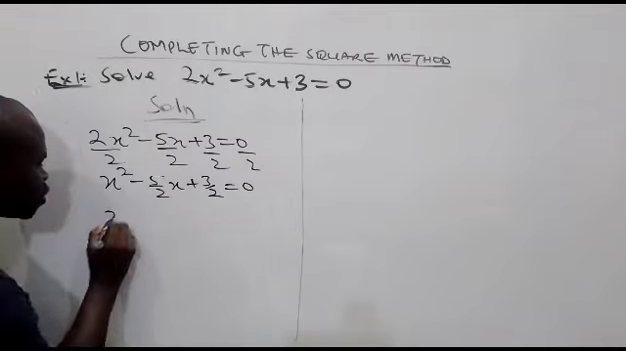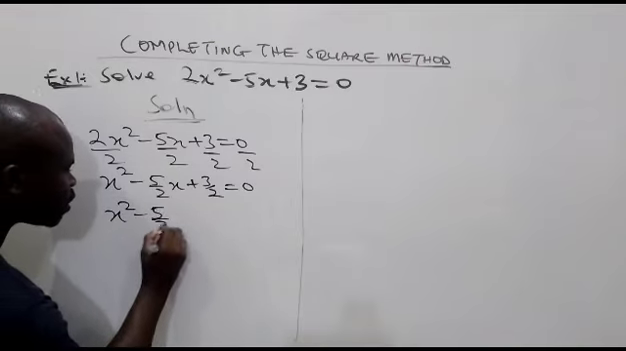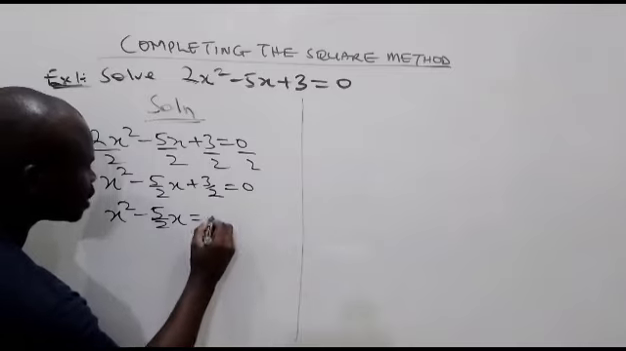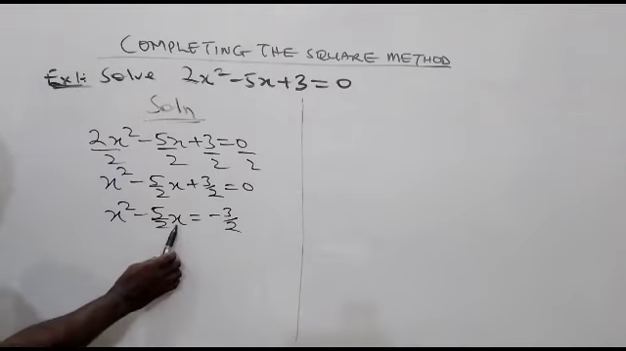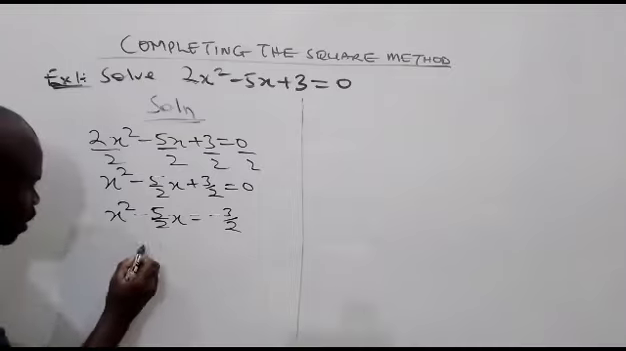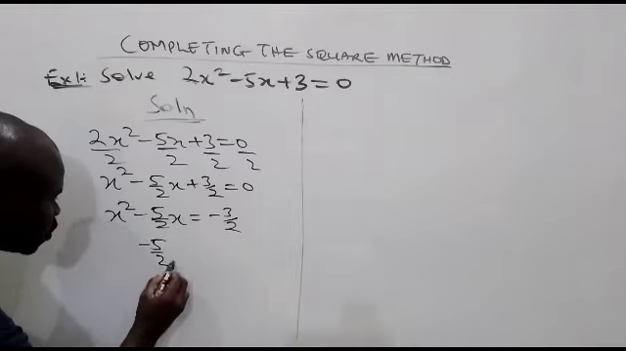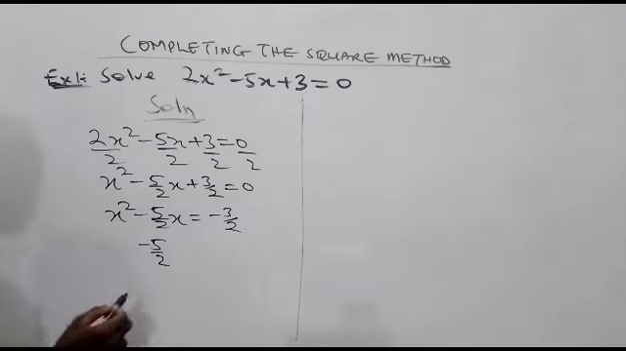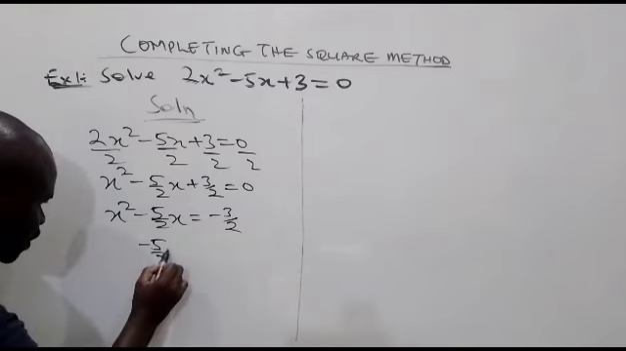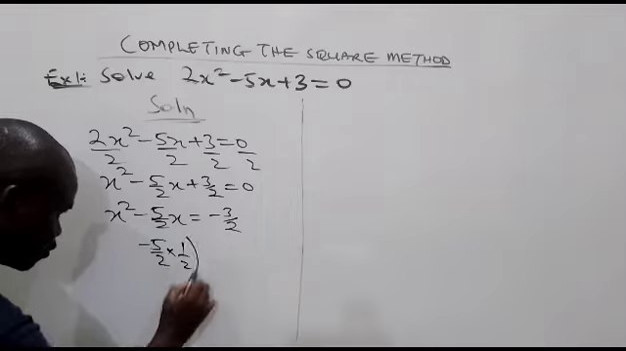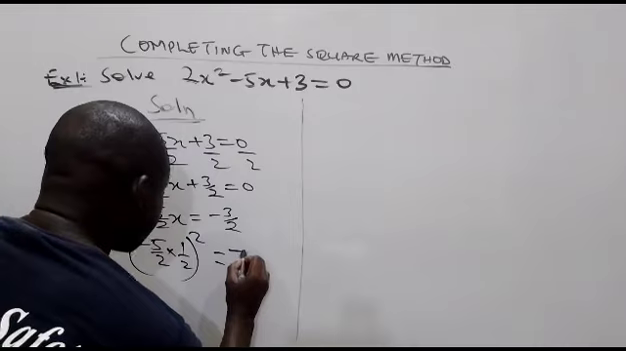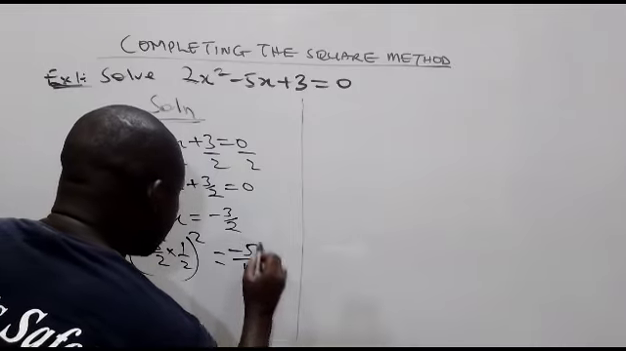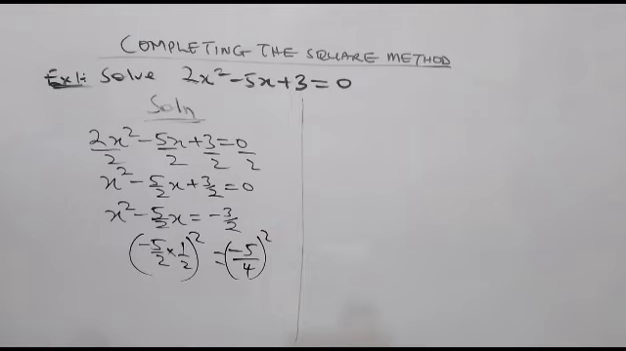Then the second step is that you transfer the constant, the one that does not have x, to the right hand side. That is now minus 3 all over 2. That is the second step. The third step is that you divide the coefficient of x, which in this case is minus 5 all over 2, by 2 and square the result. That is minus 5 all over 2 multiplied by 1 over 2, all squared. What are we going to get? We are going to have minus 5 all over 4, all squared. That's what you get. So that's the third step.